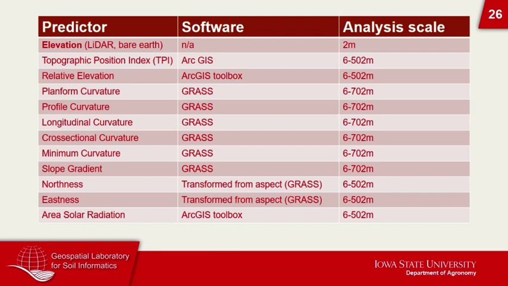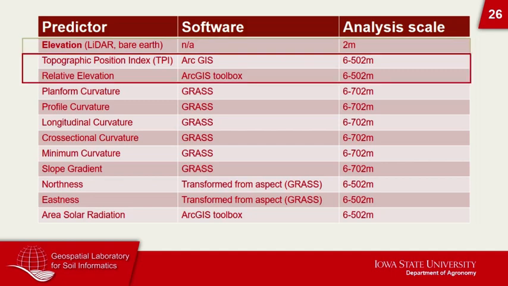The analysis scales that we've measured range from 2 meters, just for our original data, all the way to 702 meters for certain calculations. We started with elevation, which was a bare earth LiDAR DEM, a digital elevation model, which captures the elevation at a particular location. From there, we transform our data to find other forms of elevation. Topographic position index and relative elevation are 2 other ways to quantify where you are on the landscape compared to your neighbors.